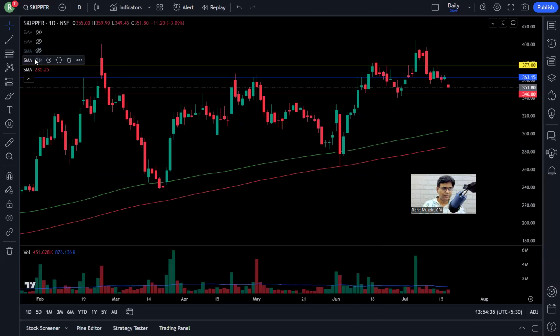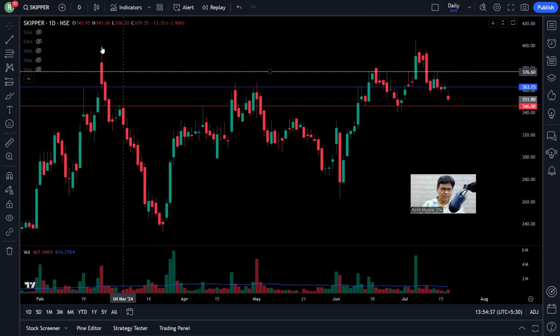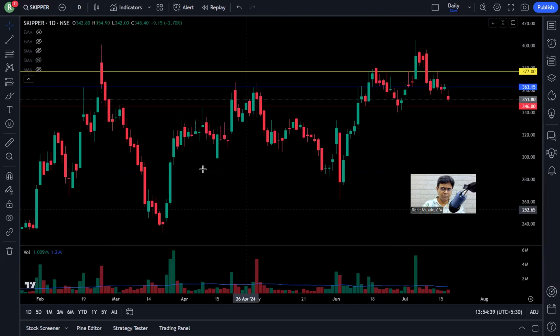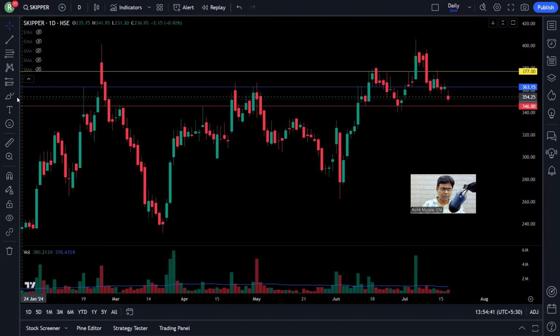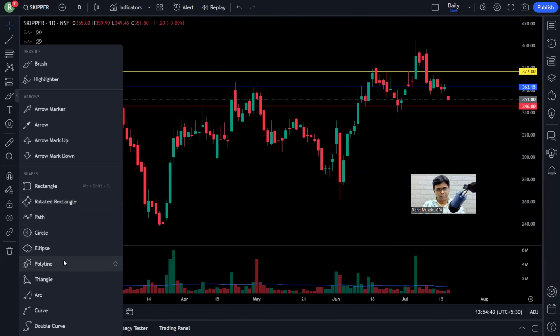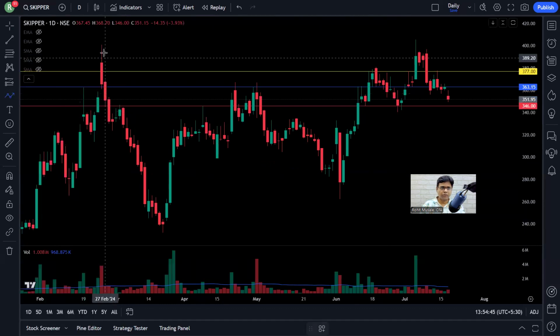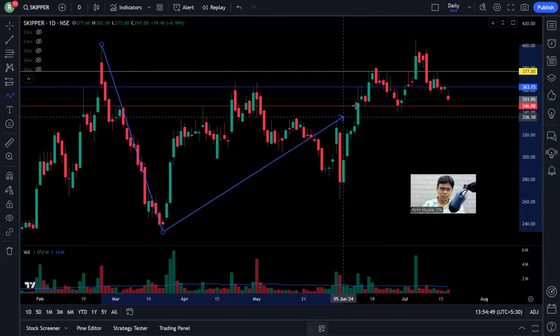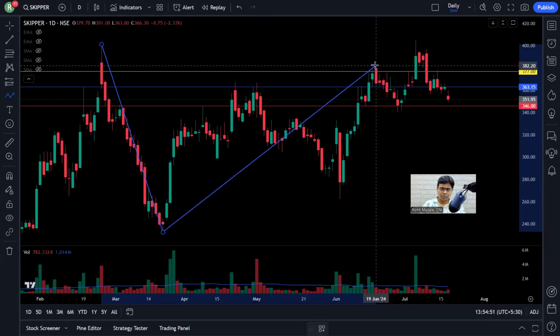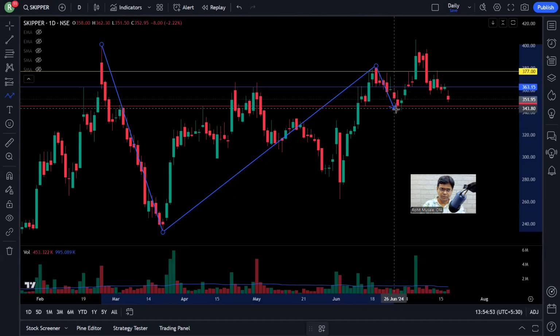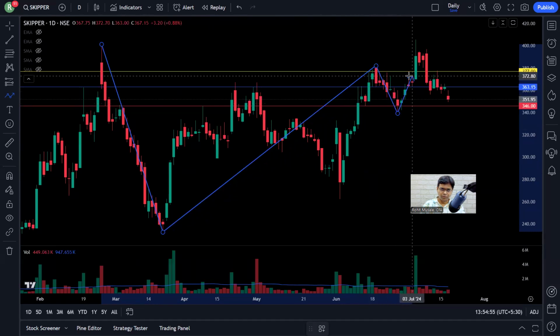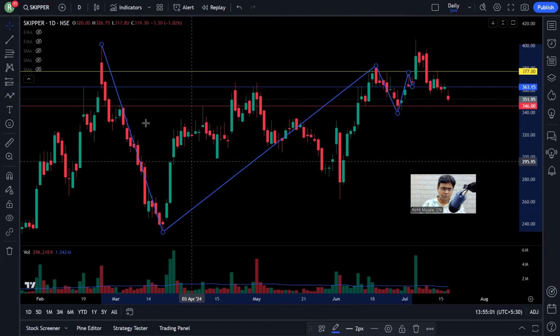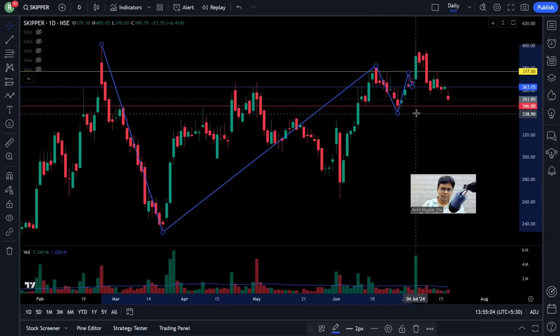The second reason is, see, it has started consolidating from here. So if I draw the consolidations, see how it looks. Point 1, point 2, then you have point 3. I am just joining the extremes. Point 4, point 5, and point 6. Okay, so there are 6 points in the base.